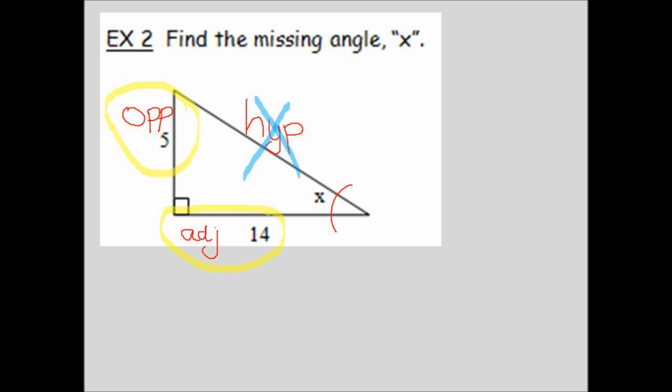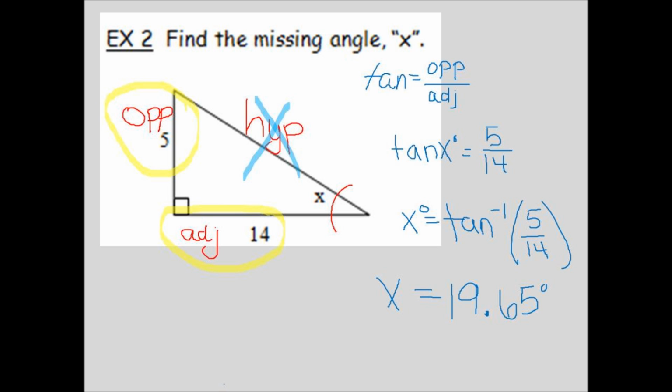So if we have opposite and adjacent, what trig function are we going to use? That one is tangent. Tangent is opposite over adjacent. So then we write our equation. The tangent of x degrees is equal to 5 divided by 14. Take the inverse, or hit second tangent. Then we plug in the fraction 5 divided by 14. The angle value here is 19.65.